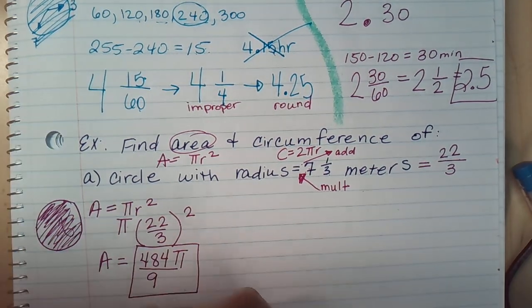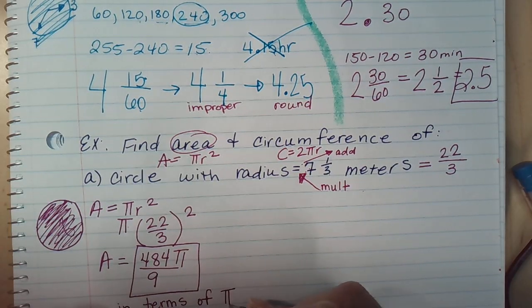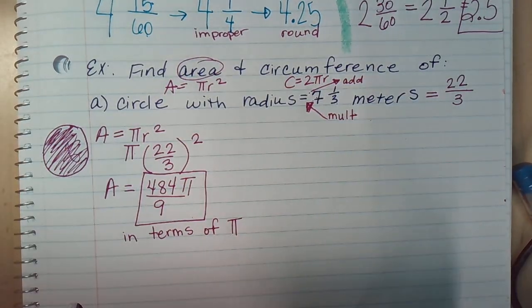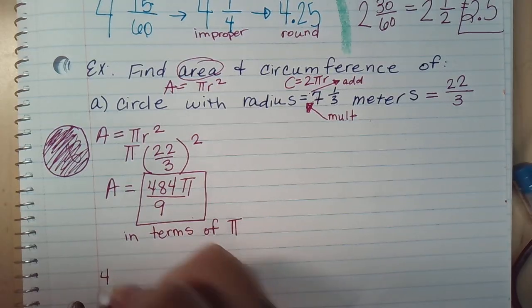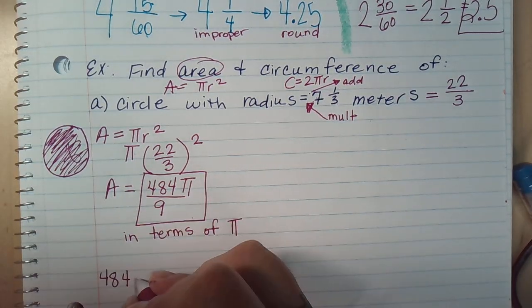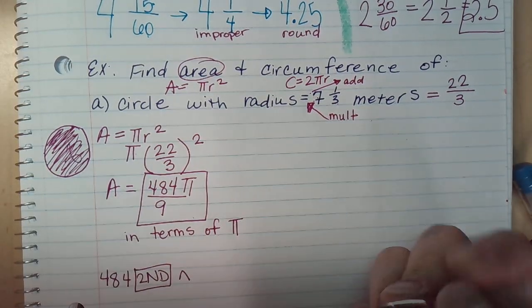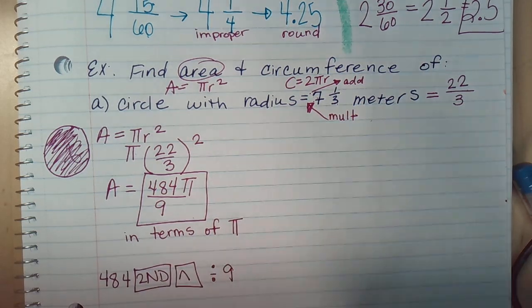Okay, so this is what we call the area in terms of pi. It's called in terms of pi because the pi's still there. Yep. Okay, now let's put it in the calculator. To get the decimal, let's say 484. And then to get that pi, you have to press second and then the caret button. And then go ahead and divide by 9.